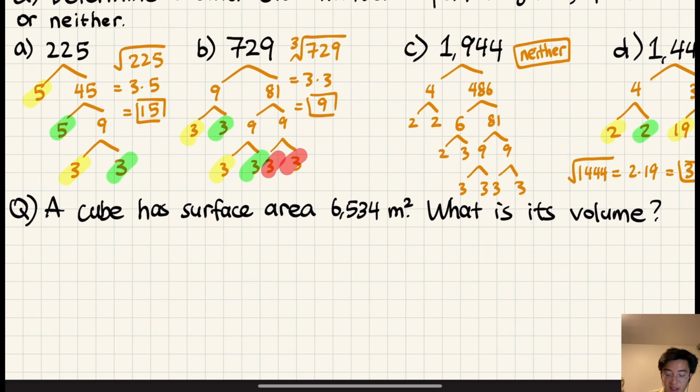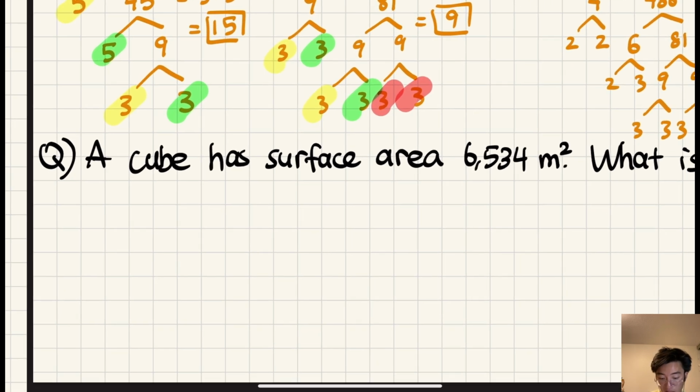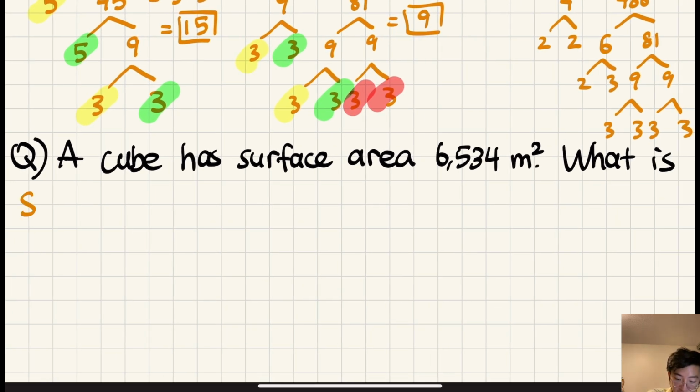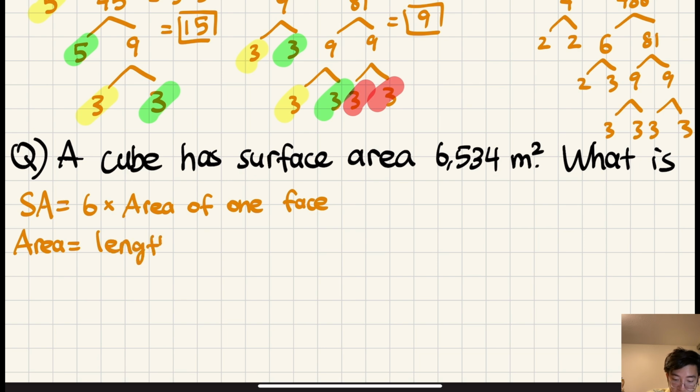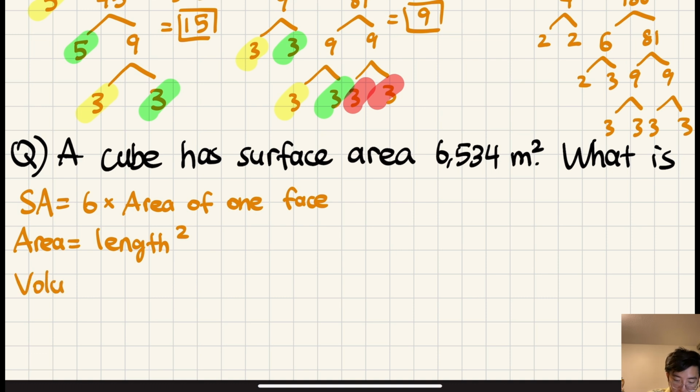Okay, next, a cube has surface area of this number. What is its volume? The surface area of a cube, let's write it down. Surface area, SA, is 6 times the area of one face. And we know the area is length squared, and we want its volume. And the volume is length cubed.